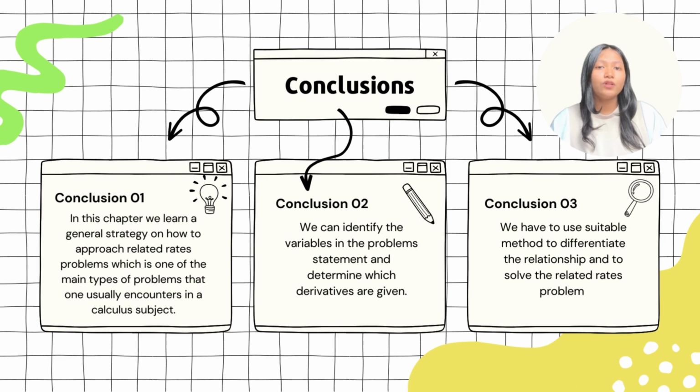Other than that, we can also identify the keywords in the problem statement so we understand what the question needs. Lastly, we now know that we have to use a suitable method to differentiate the relationship to get the correct answer. As a reminder to you guys, we must not be careless in our calculation, as this makes us lose marks more easily. Thank you.